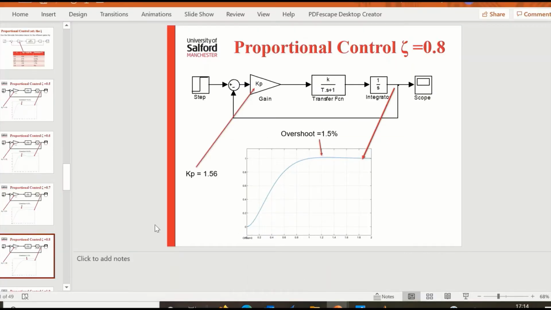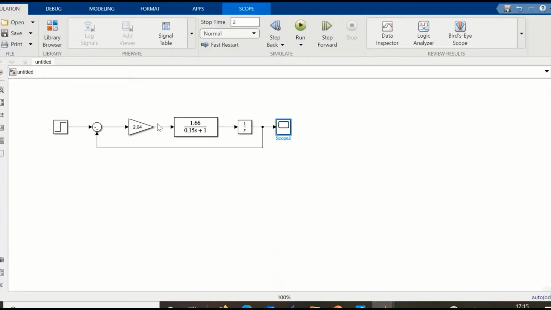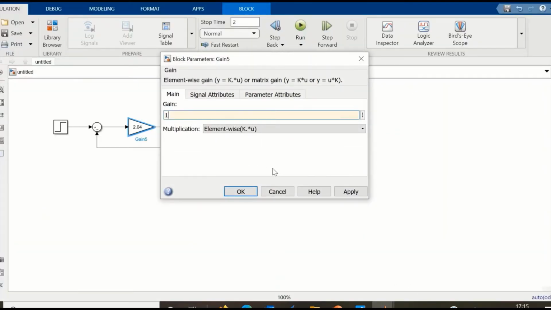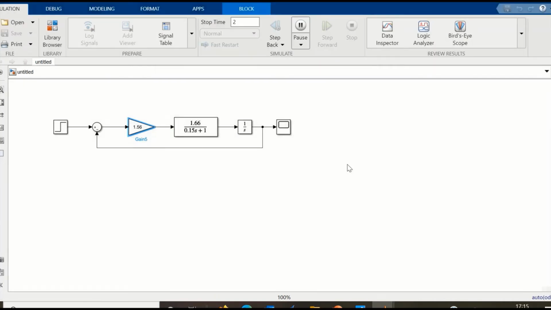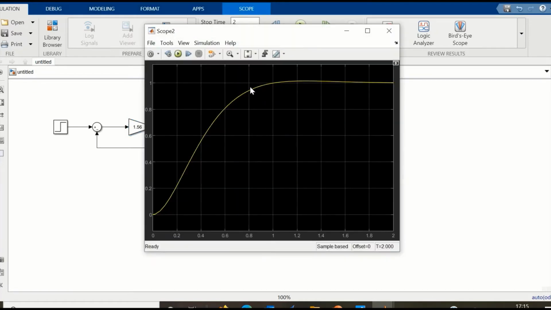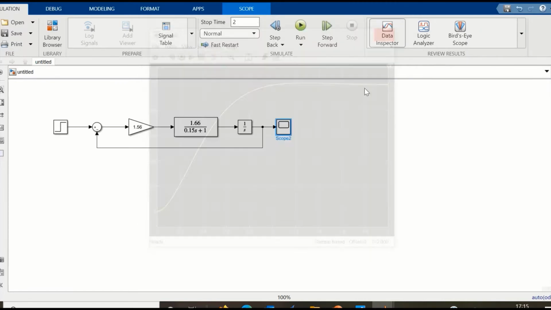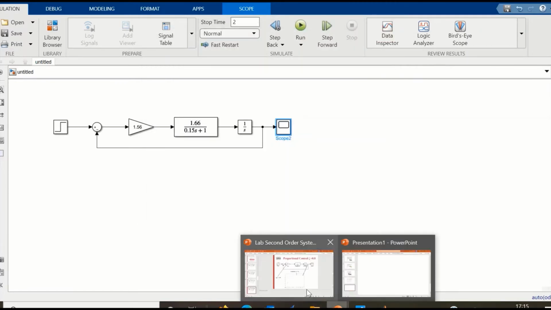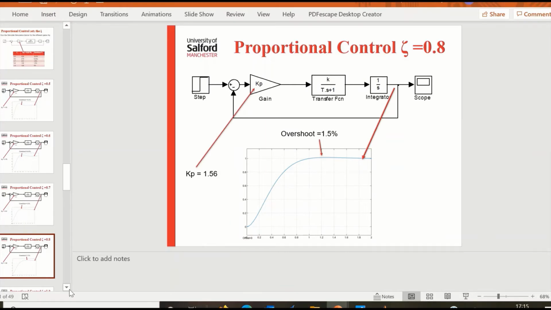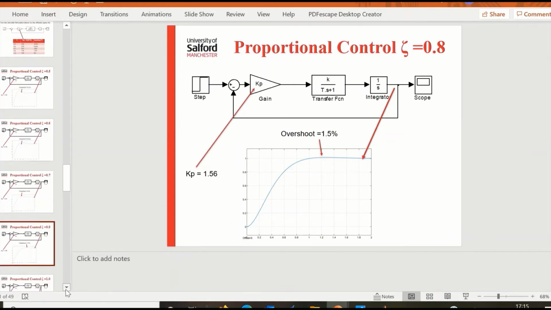If we go for 0.8, the gain is 1.56. So we go back to our Simulink. This is now going to be 1.56. So we put that in there, run the simulation again, and here we go. This time you can see it's got only about 1.5% overshoot, or very slow. But notice it's slowed up again. So that was our simulation with damping ratio of 0.8. 0.8 actually had 1.5% overshoot.